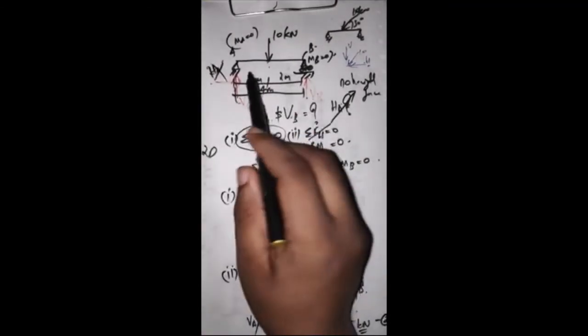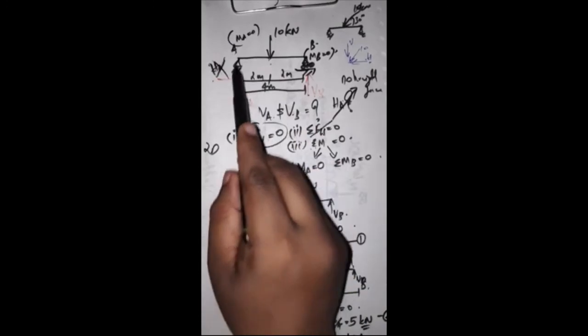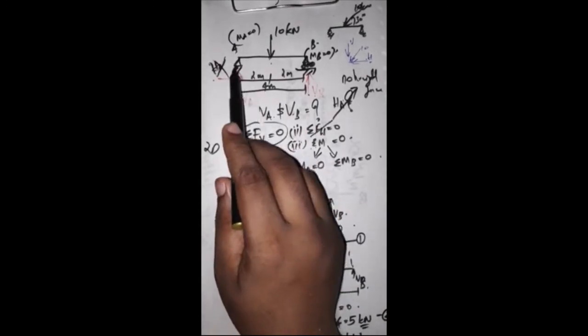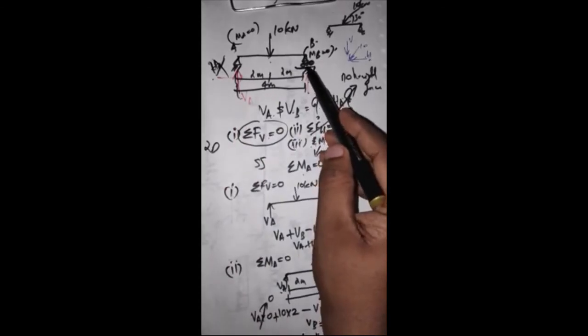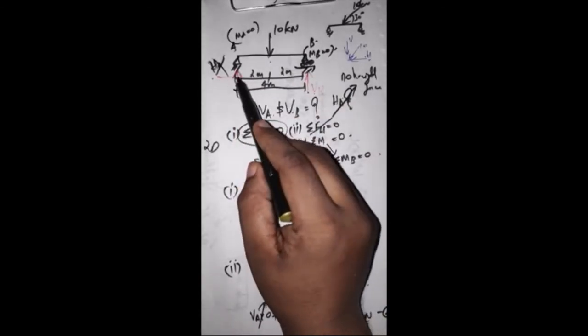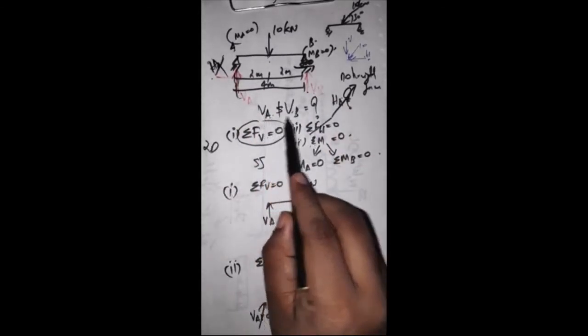So this was the given question. There it was a simply supported beam. First of all we have to look at what the supports are. Here there is a hinge support, and here there is a roller support. Therefore at the hinge there can be a vertical reaction and a horizontal reaction. Here there can only be a vertical reaction. So the unknowns are vertical reactions Va and Vb only.